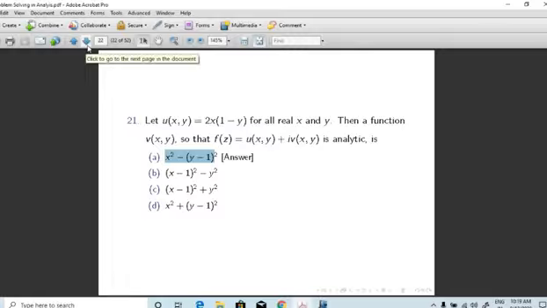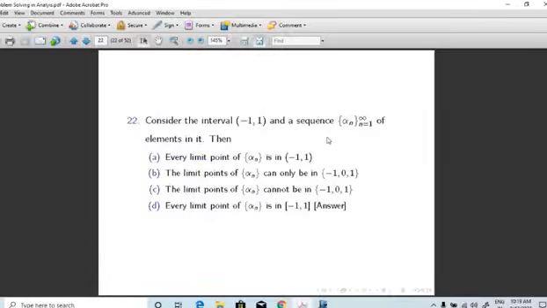Just to check, just to use the CR equation. Now, this question 22 says, suppose we consider some sequence in the open interval minus 1, 1. Then what about the limit point of this sequence? So what do you mean by limit point?